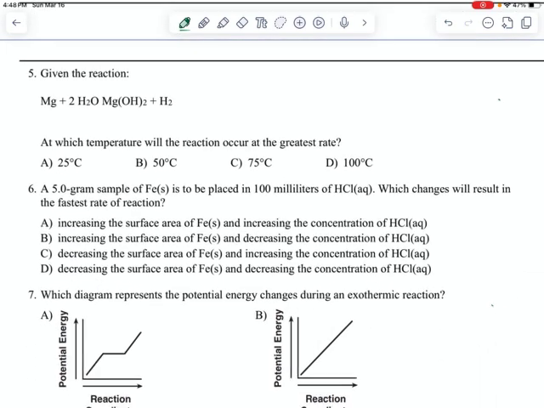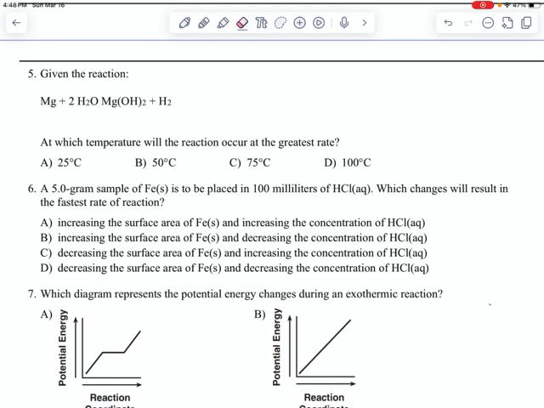Factors that affect reaction rate. There's a few of them. Increase temperature, increase pressure, decreasing the volume, same thing. Increase concentration. The more particles, the more likely they're able to hit into each other and have the reaction happen.